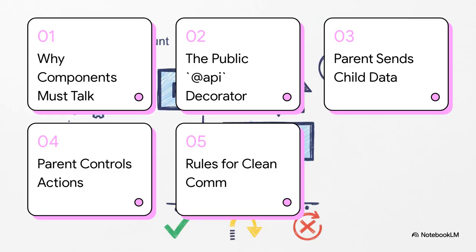First, we'll cover why this is even a thing we need to worry about. Then, we'll introduce the star of the show, the @API decorator. From there, we'll get practical and look at how a parent can send its child some data, and even how it can tell it what to do. And finally, we'll wrap up with a few key rules to keep your code clean and manageable.